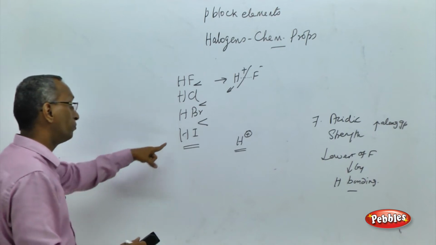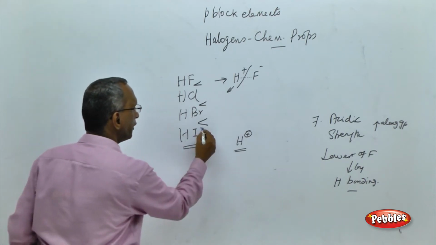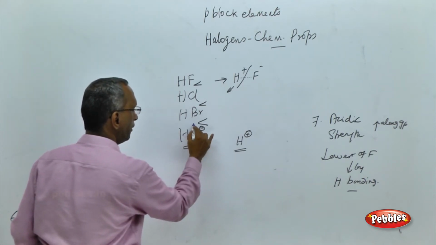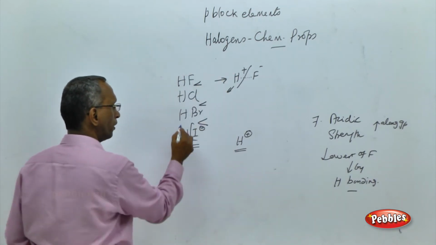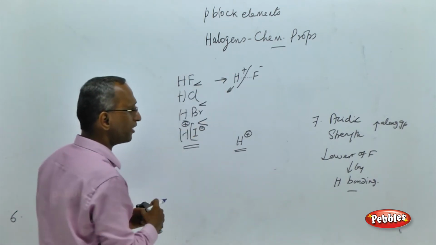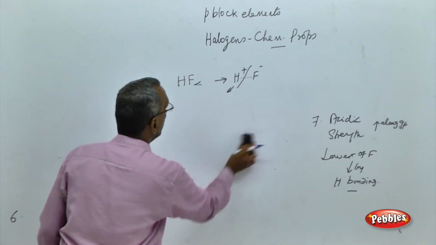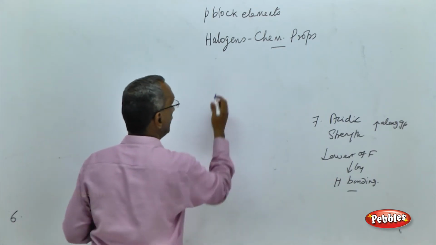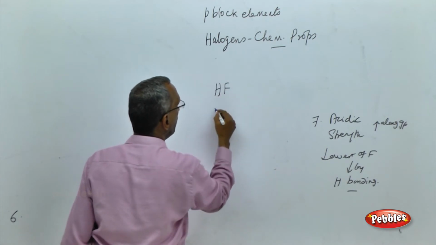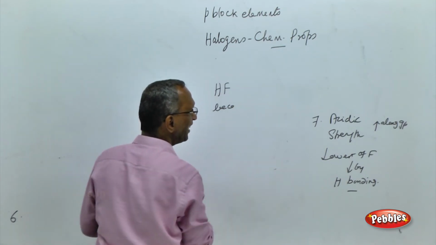It is least acidic. Here, iodine will take hydrogen's electron, and H plus will be donated. So acidic strength increases along the group, because the acidic strength is lowest for HF because of hydrogen bonding.